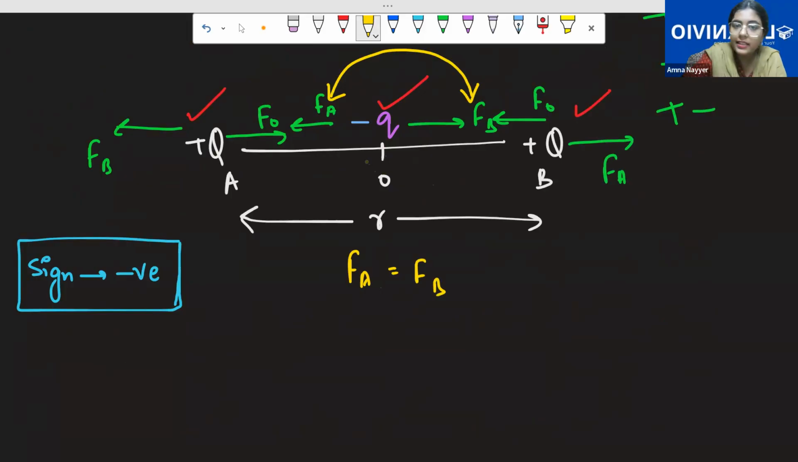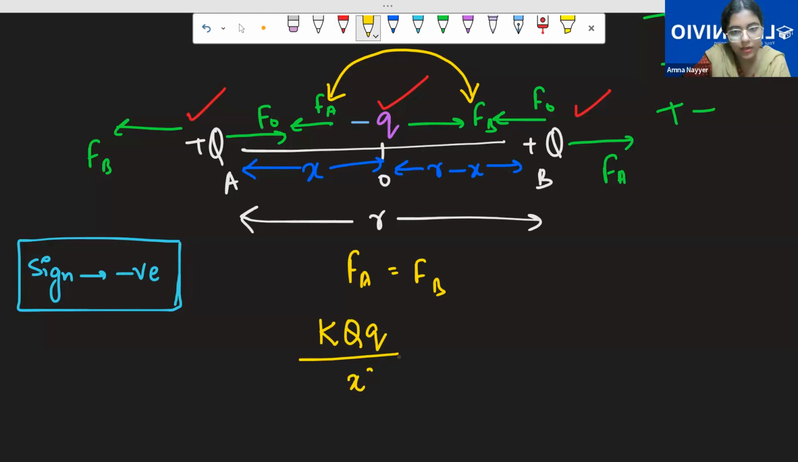If that's the case, let's write Coulomb's law. Let's say this is some x separation. We don't know, so let's take it as x. The leftover will be r minus x. Oishi, can you just write Coulomb's law between A and O? Yeah, K capital Q small q by x square. Very good. Safrina, could you just elaborate on the FB?